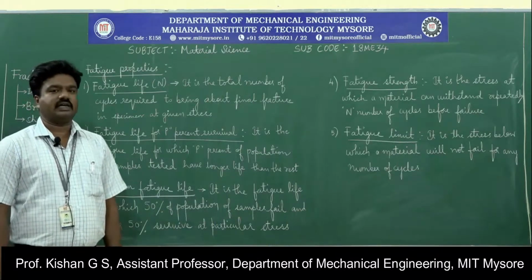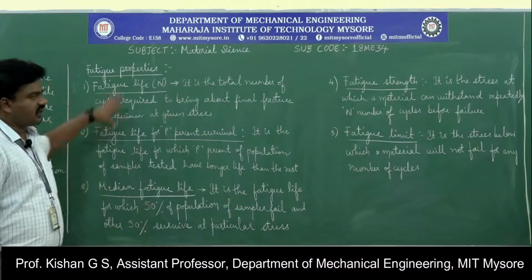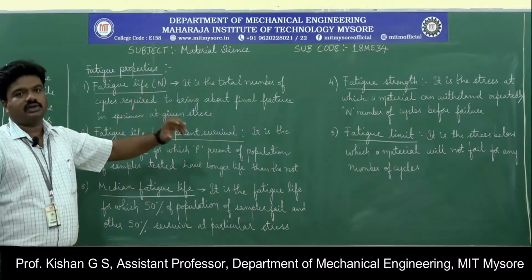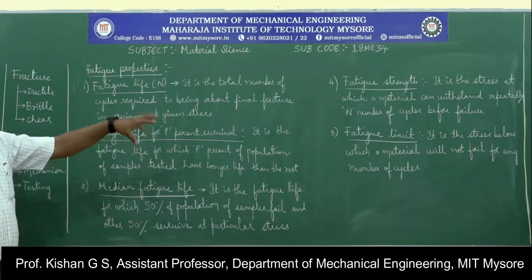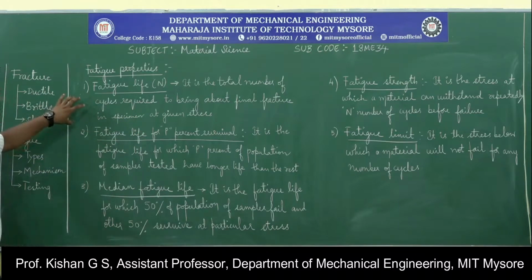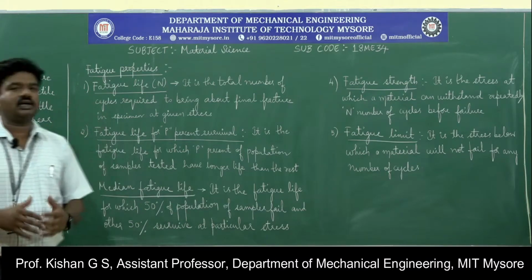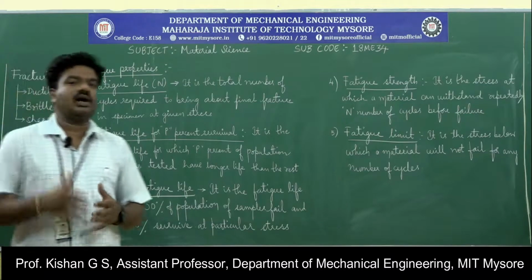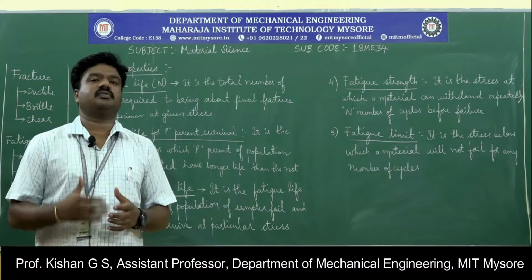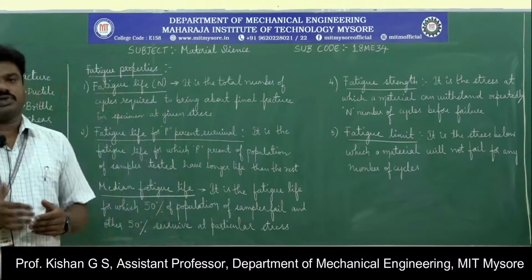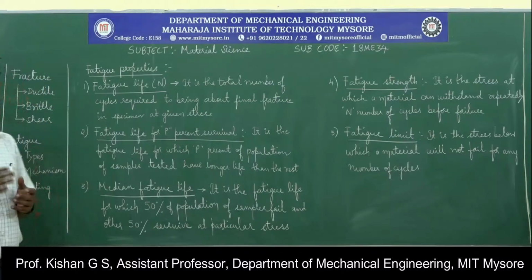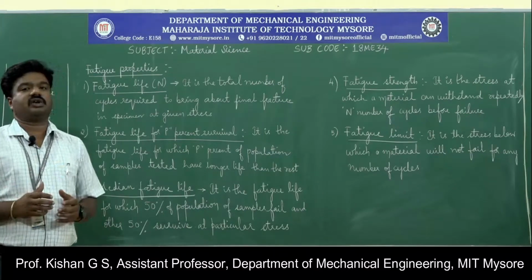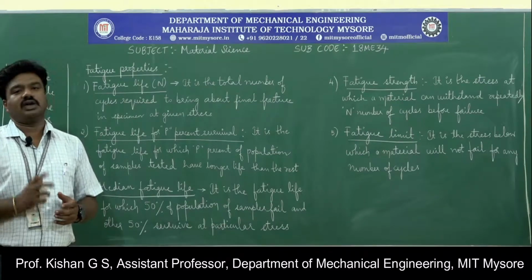The last topic under fatigue is fatigue properties. We have 5 different fatigue properties to be studied in this module. The first one is fatigue life. It is only the definition part that we are focusing on in this content. Fatigue life is the total number of cycles required to bring about final fracture in a specimen at a given stress. We know that a material, if it is subjected to alternating or fluctuating load condition over a period of time, is under fatigue loading condition. We have 3 different types as well in fatigue loading. If the number of cycles required to bring about the exact failure of a material is targeted, then that becomes the fatigue life of the material.